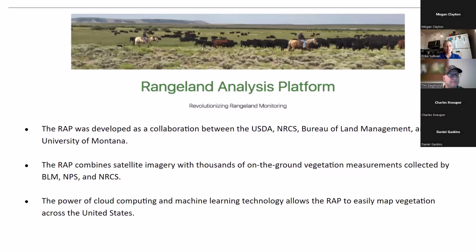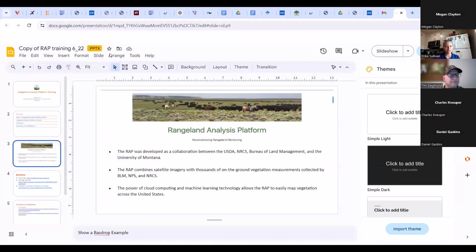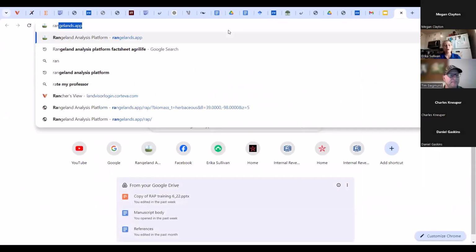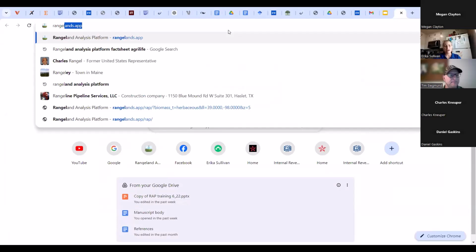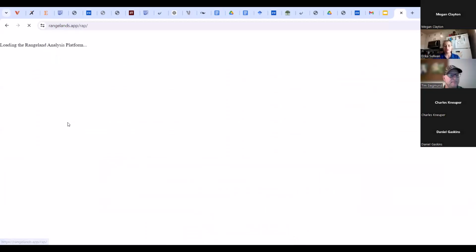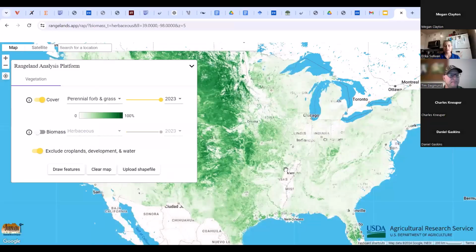All right, so with that, I'm going to switch over tabs. We are actually going to get techie now. So I'm going to type into a new tab rangelands.app. And this is going to take me to the main page that we're going to be interacting with today. I'm going to click on Launch RAP Next, and it should pull up a nice map of Northern America here.